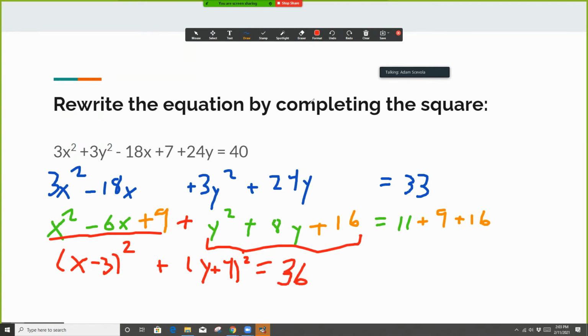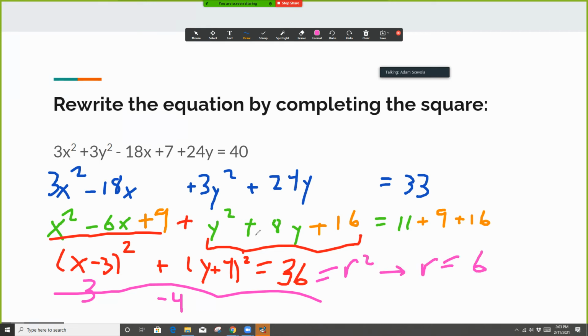And we're done. Going forward, we're going to see that this is a circle. And if you remember from geometry, this would be a circle with a center at 3, negative 4. And this is actually equal to the radius squared. So the radius is equal to 6. We'll do a whole lesson on that. For now, we're just worried about getting to the red step.